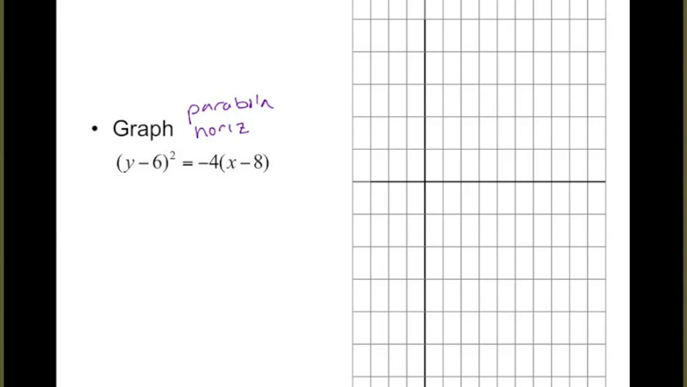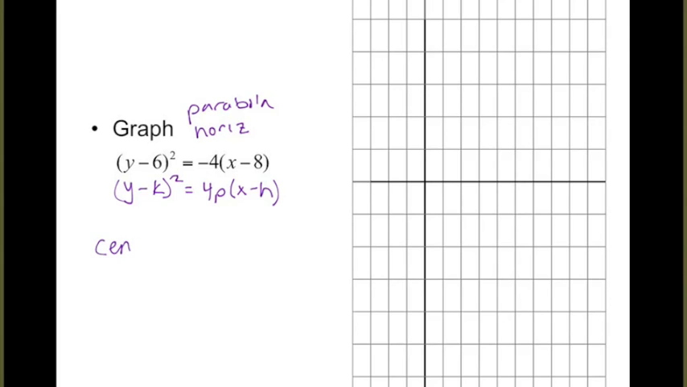So looking in the chart, we're looking for the one that has the format of y minus k squared equals 4p times x minus h. And that falls under the horizontal column. So this one's going to be facing horizontally, either left or right then. How can we tell just by looking at the equation whether it's going to be left or right? The negative. The negative is going to tell us that this has to face in a negative direction, which would be left.